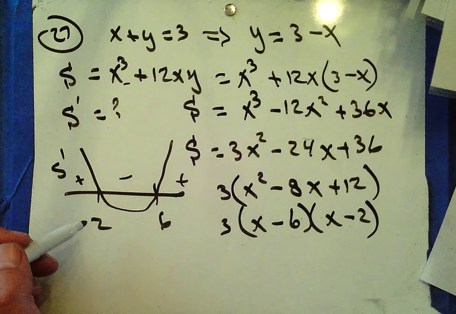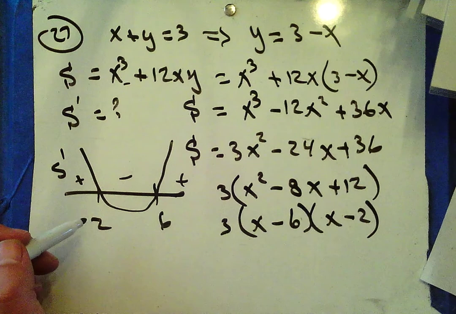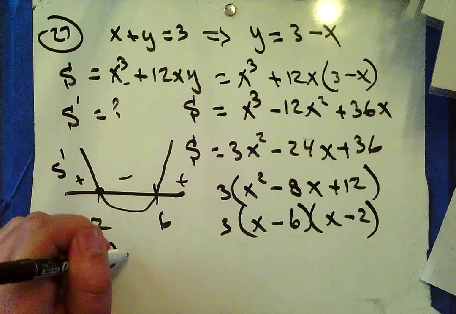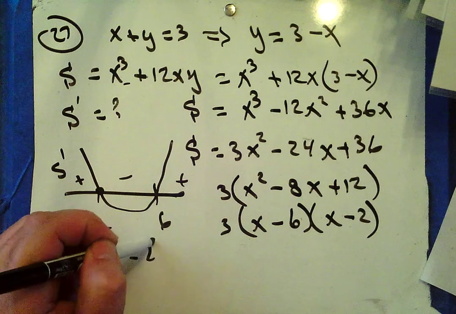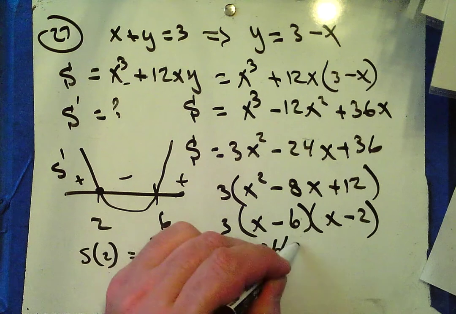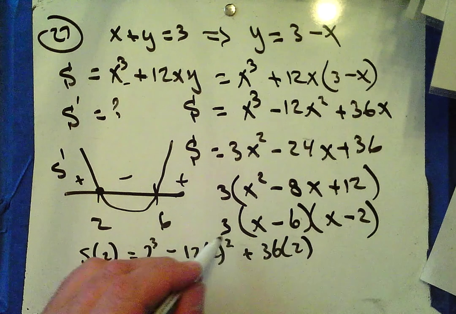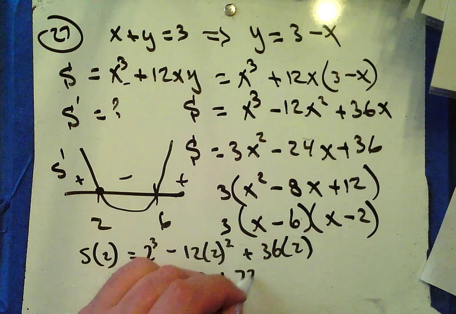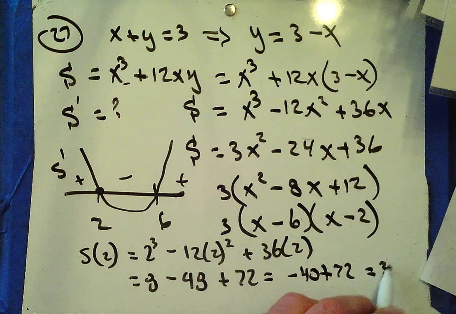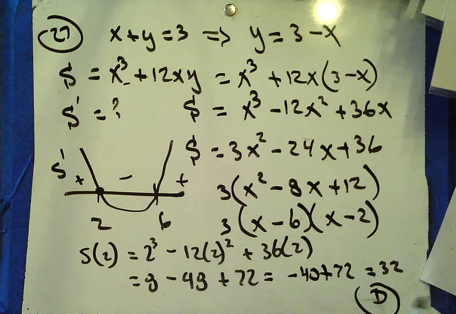And so they asked me, what is the maximum value? The maximum occurs at 2, so I want S of 2. S of 2, that's 2 to the third minus 12 times 2 squared plus 36 times 2, which is 8 minus 48 plus 72. So that's negative 40 plus 72, or 32 for choice D. D for problem number 27. Okay, and our last without calculator problem, number 28.